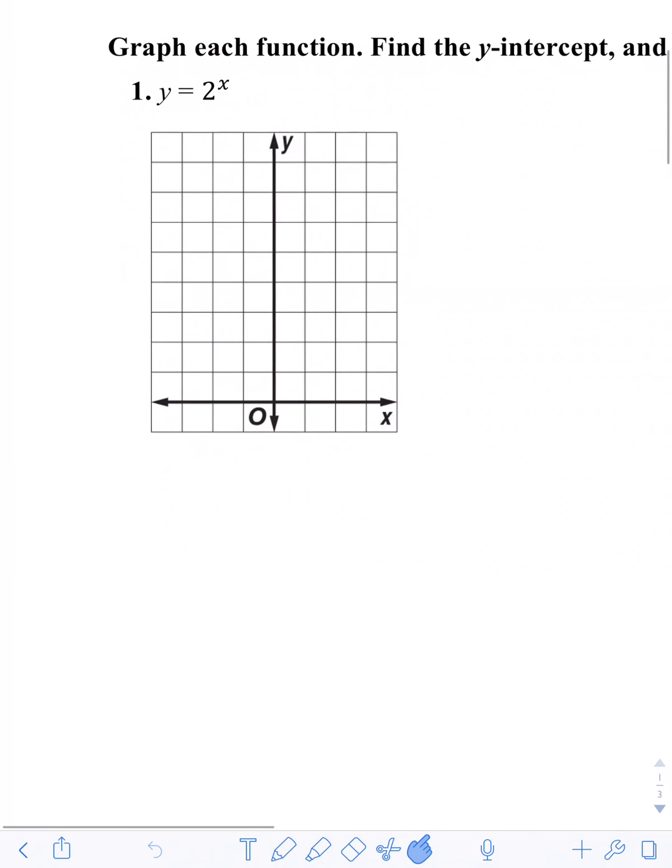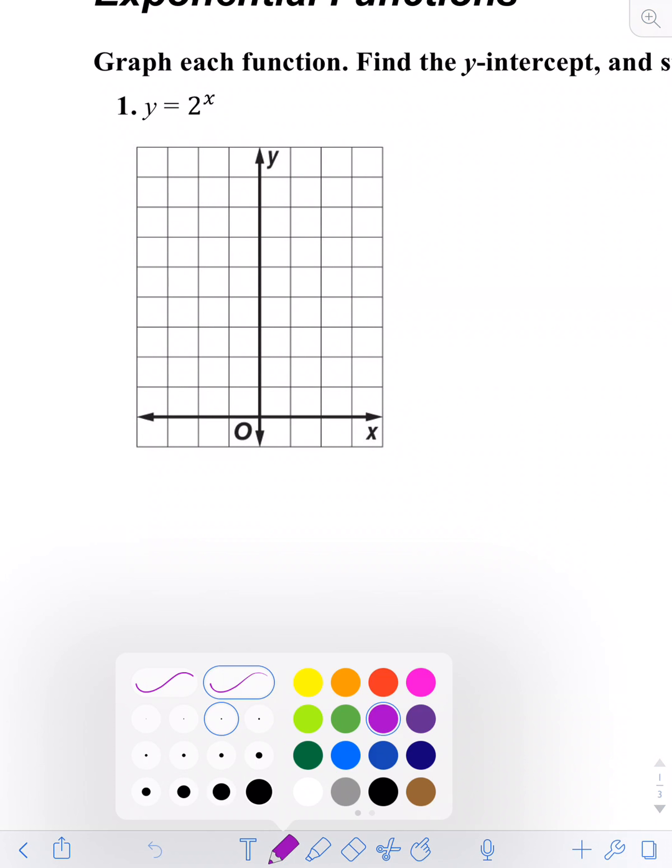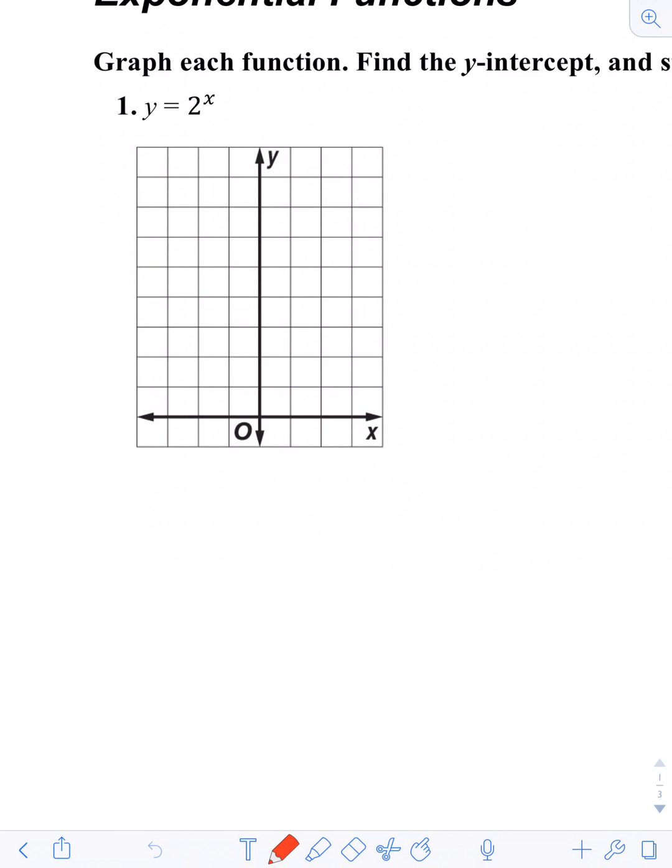So for this first one, I'm going to go ahead and make a table off to the side. I'm going to do my x and y's. My x's, I'm going to go from -2 to +4. So -2, -1, 0, 1, 2, 3, and 4.